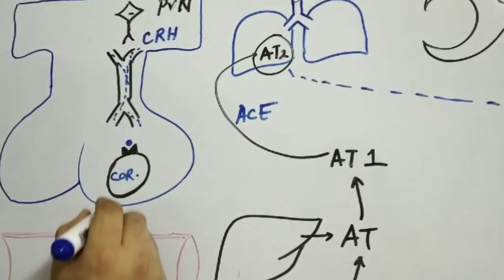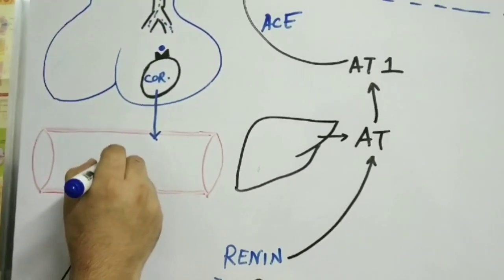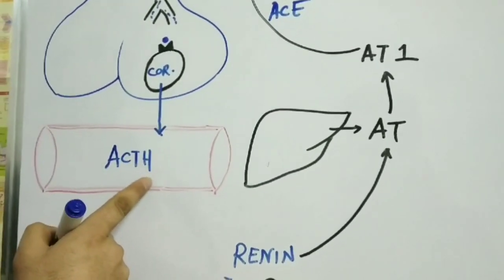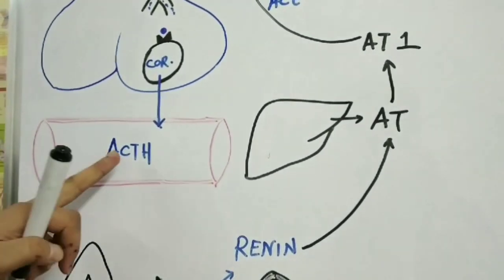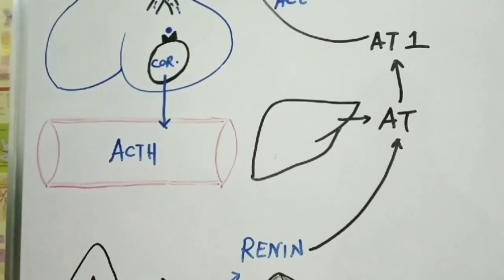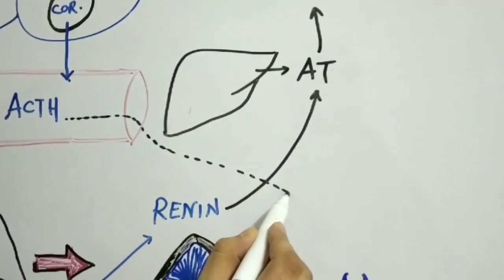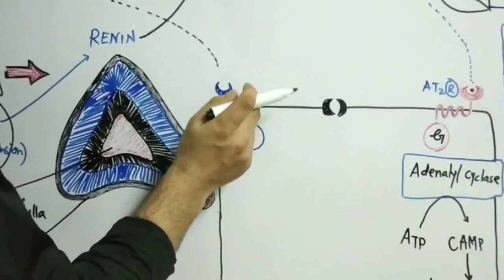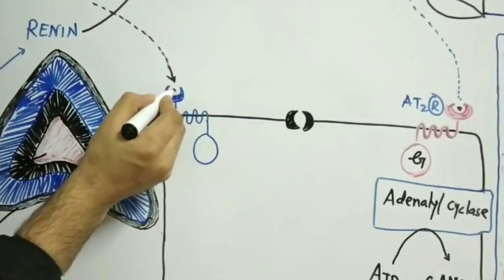Now the corticotrope will secrete a hormone, that is ACTH, adrenocorticotropin hormone, or simply corticotropin. Now what will the adrenocorticotropin hormone do? Let me show you here. It will come out from the blood and will stimulate the same kind of receptor, that is a 7-pass receptor. This is the receptor for ACTH. Now it will stimulate this receptor.